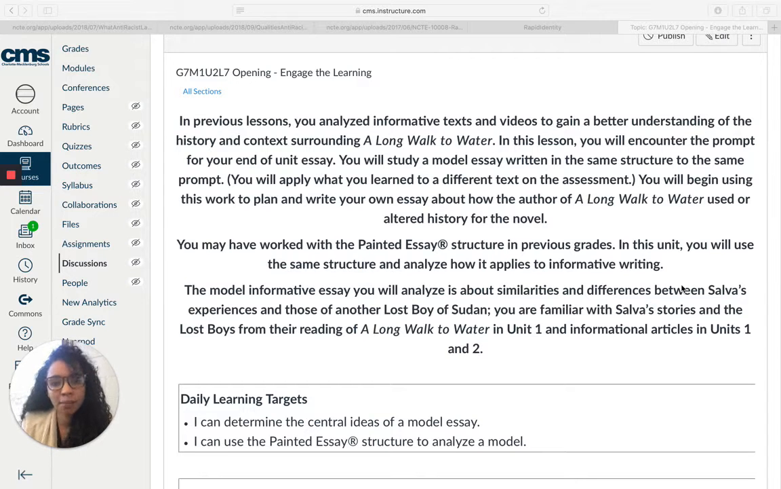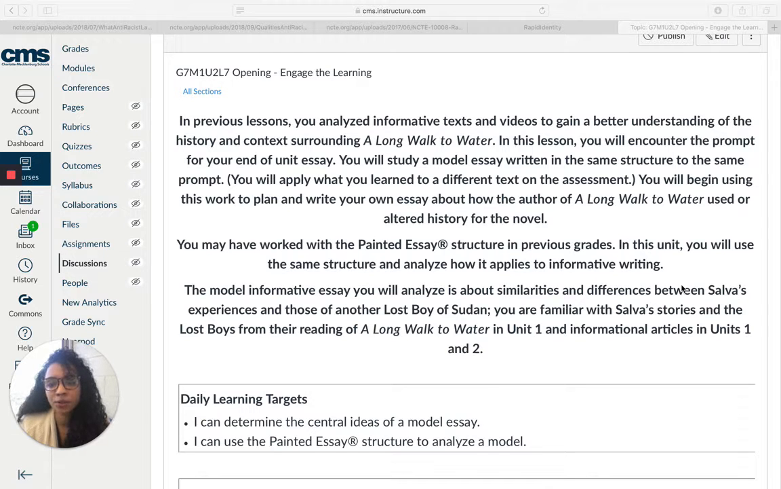You will study a model essay written in the same structure to the same prompt. You will apply what you learned to a different text on the assessment. You will begin using this work to plan and write your own essay about how the author of A Long Walk to Water used or altered history from the novel.